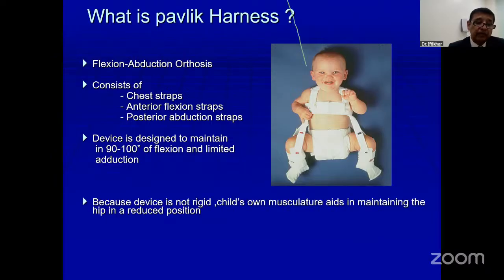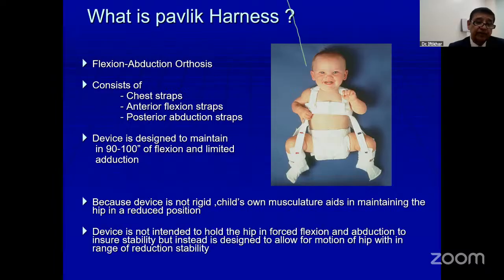Now, because the device is not rigid, the child's own musculature aids in maintaining the hip in the reduced position. Remember, this device is not intended to hold the hips in forced flexion and abduction, but instead it is designed to allow motion of the hip within the range of a reduced hip.